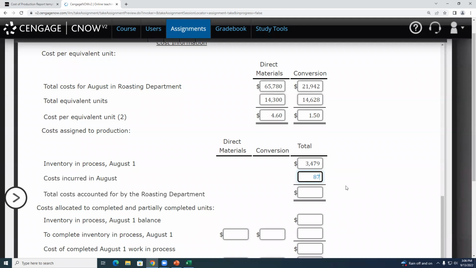as we already saw in exercise 5, could be given to you as direct labor and overhead separately. They would need to be combined. So I've just added together the direct materials and conversion costs that were added this month. And then I need to add that to the cost of the beginning inventory to get the total.